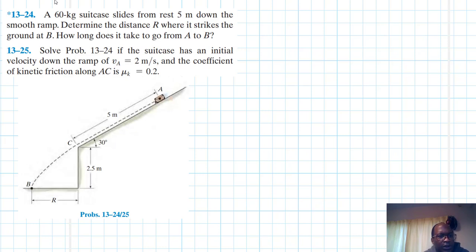The problem reads: a 60 kg suitcase slides from rest 5 meters down the smooth ramp. Determine the distance r where it strikes the ground at B. How long does it take to go from A to B?